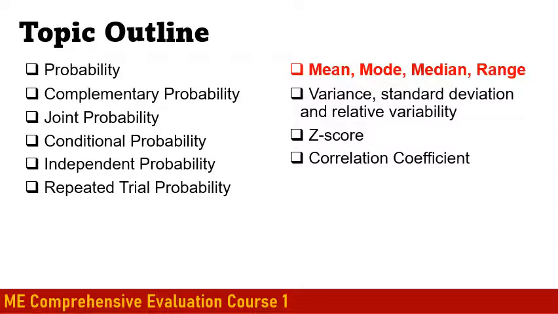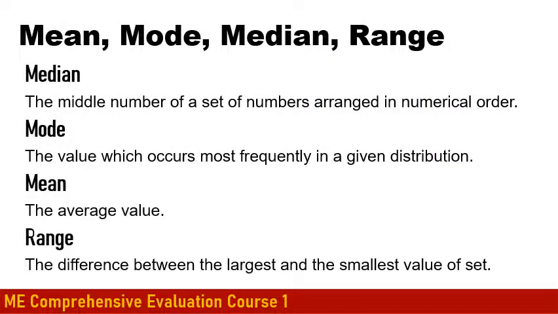Now that we already have a review on probability, let's move forward to statistics, beginning with the mean, mode, median, and range. Median is the middle number of a set of numbers arranged in numerical order. So in order to get the median, you will have to arrange the given set of numbers and look for what is in the middle.